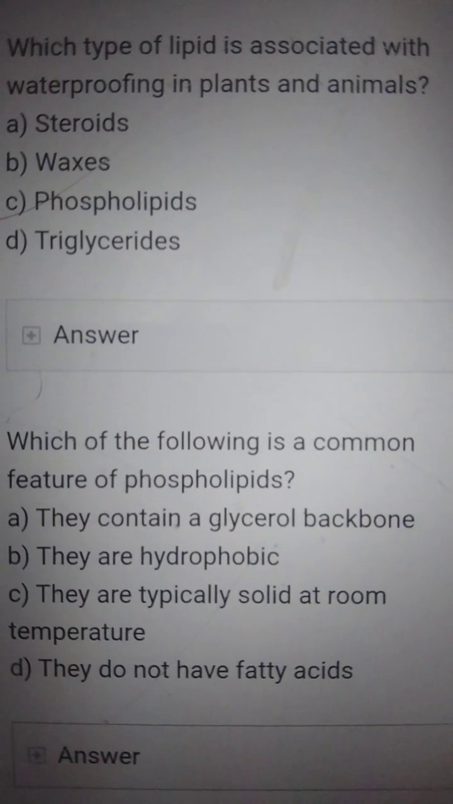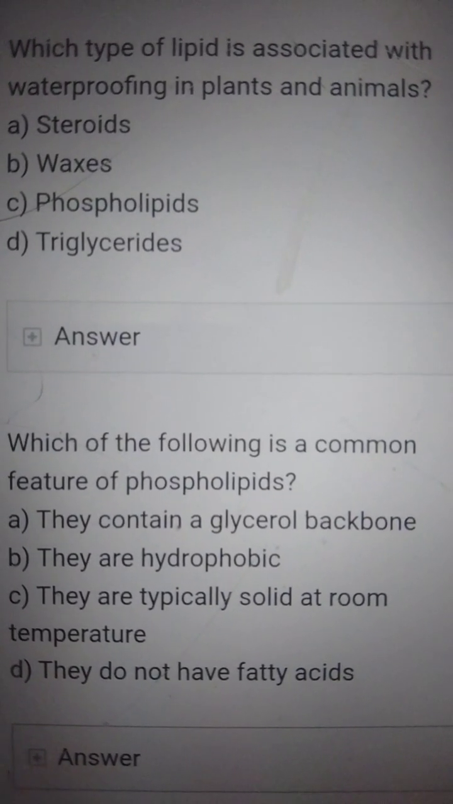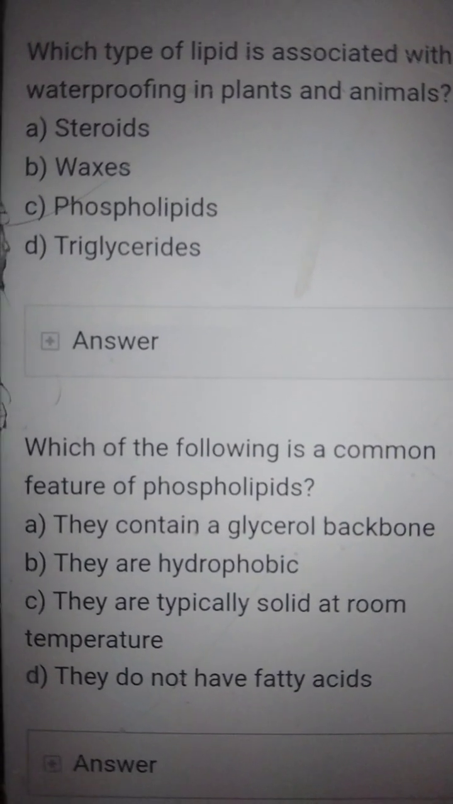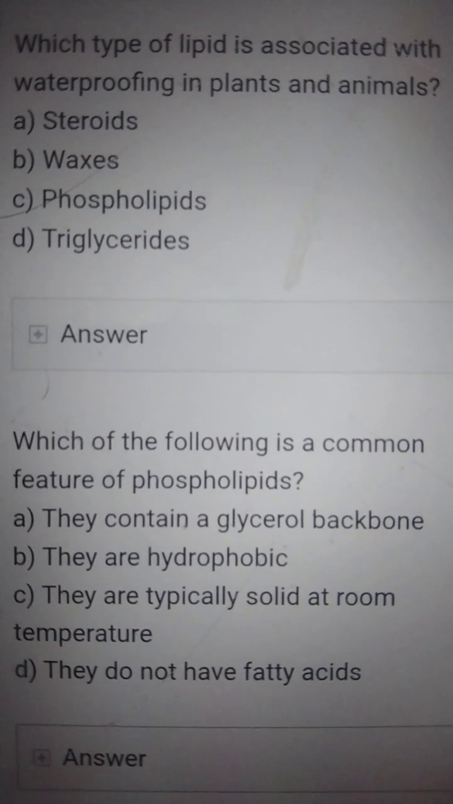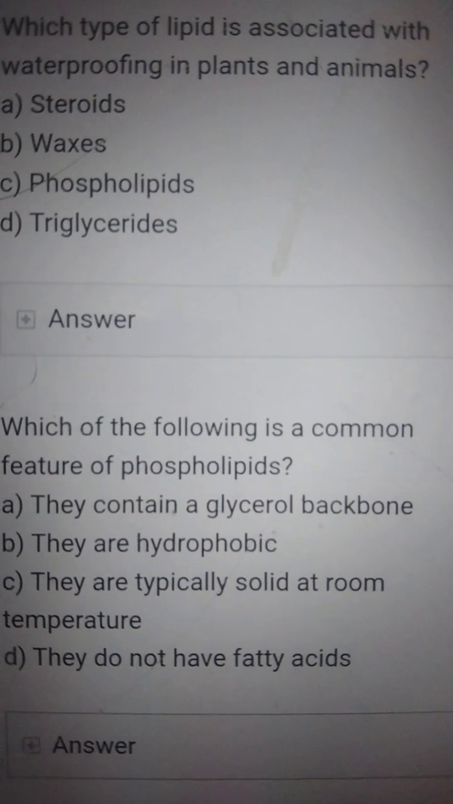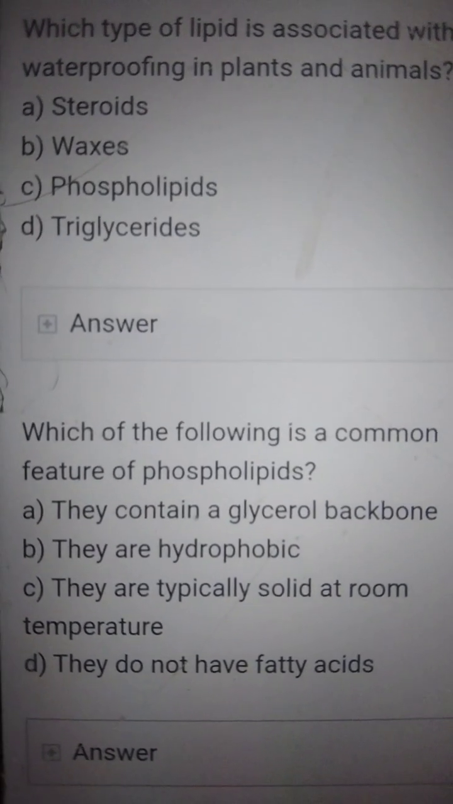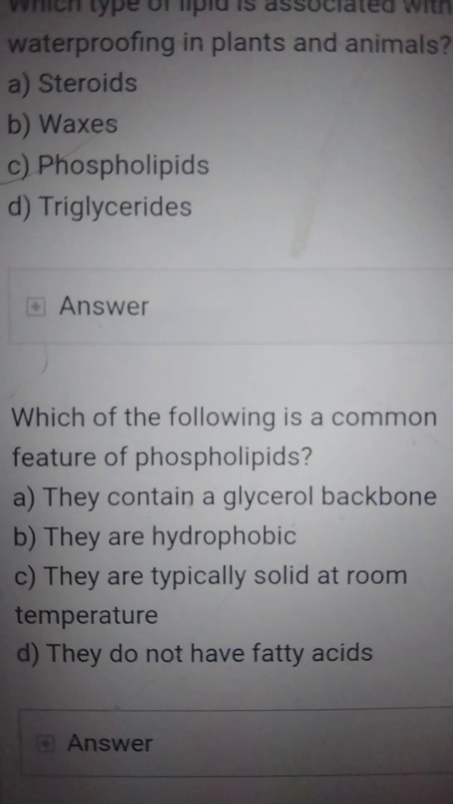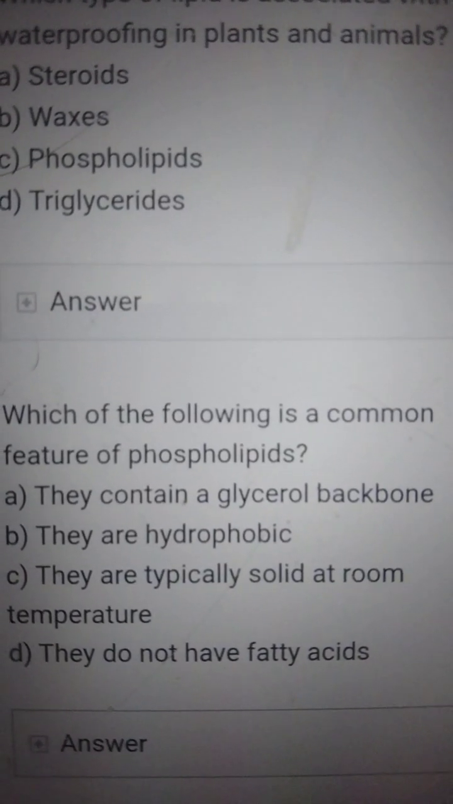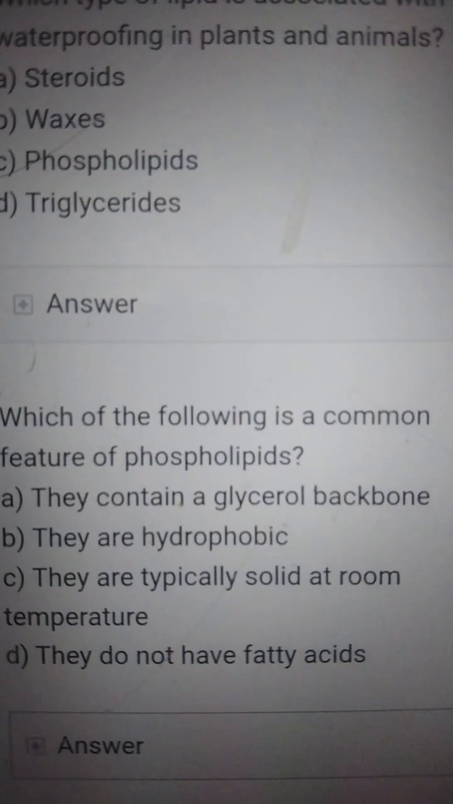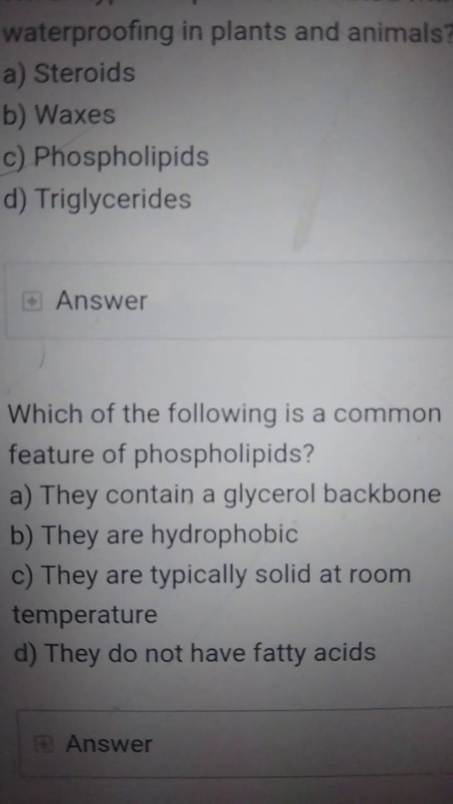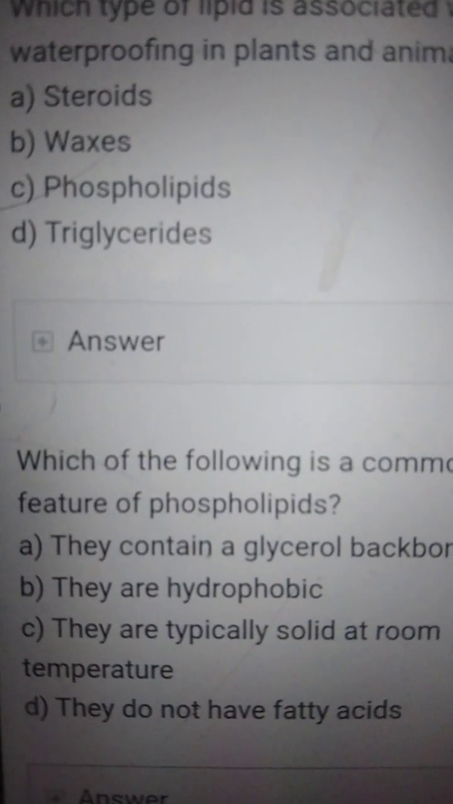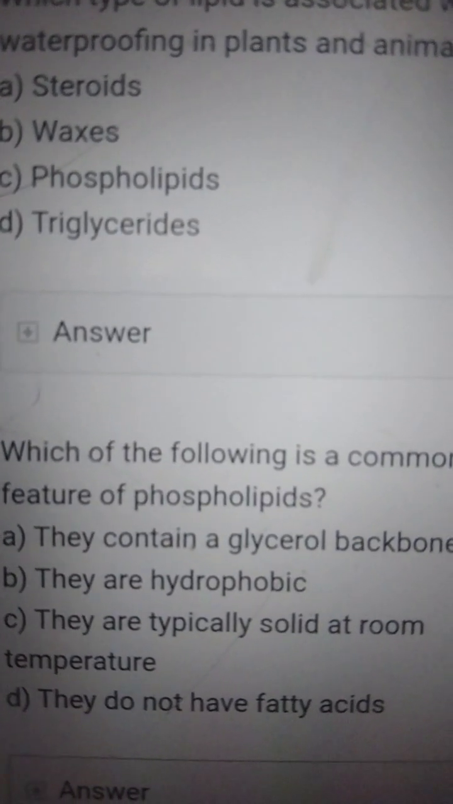Which type of lipid is associated with waterproofing in plants and animals? Steroids, waxes, phospholipids, triglycerides. The answer is waxes. This is commonly known by students who have read about waxes. Which of the following is a common feature of phospholipids? They contain a glycerol backbone. They are hydrophobic. They are typically solid at room temperature. They do not have fatty acids. The correct answer is they contain a glycerol backbone.